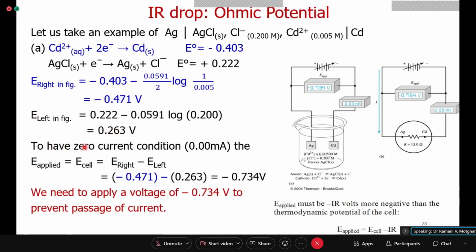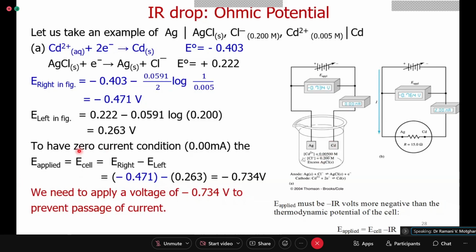So to have zero current condition, now we know that here it will undergo oxidation, and at this place, reduction will take place because we have this negative value, right? So if oxidation has to take place here because its potential is minus, then if we want zero current condition, we have to apply that much potential, so that it stops the oxidation reaction, right?